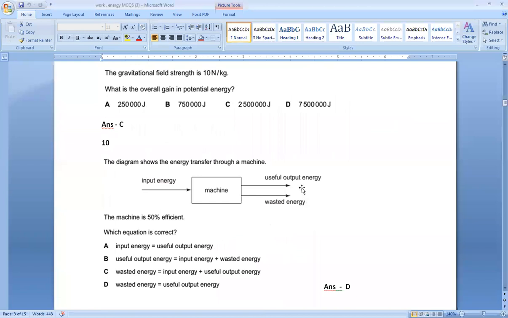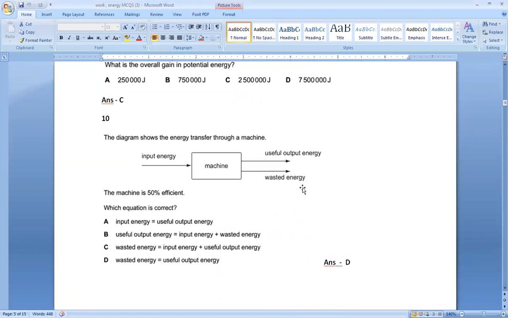Number 10, the diagram shows the energy transfer through a machine: input energy, machine, useful output energy, and wasted energy. A machine is 50% efficient. If a machine is 50% efficient, it means that of the input energy, it wastes 50% and converts 50% into useful output energy. So 50% is wasted and 50% is useful output energy. So my option is D, that is wasted energy is equal to useful output energy.